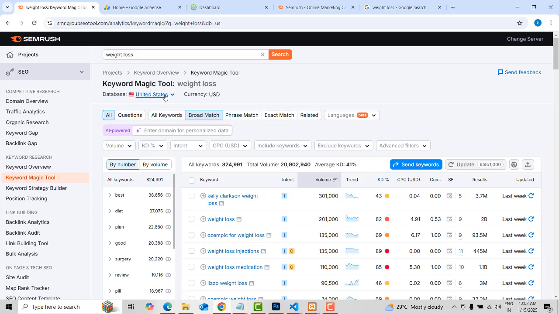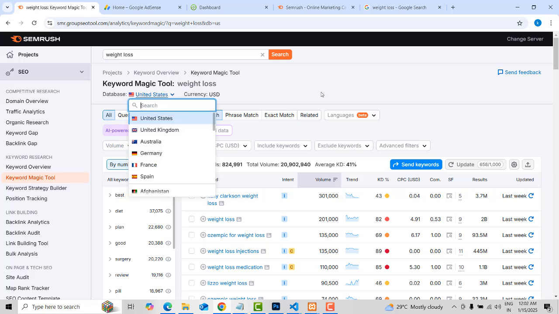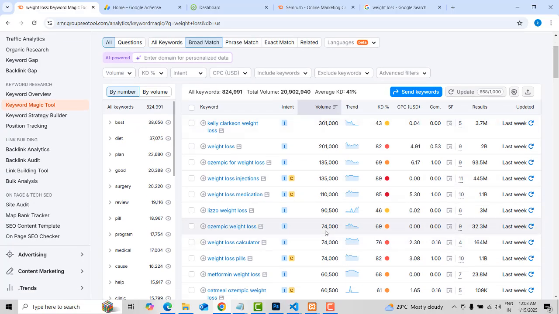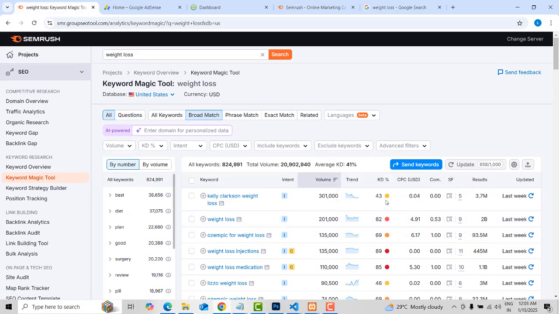There will be the search result. Based on the country you selected, it shows how many people are searching that particular keyword, and the KD rate, everything you can get from here. Now, this weight loss, I'm going to click search. After search you will get this result. If you are a new blogger, you don't take this keyword.